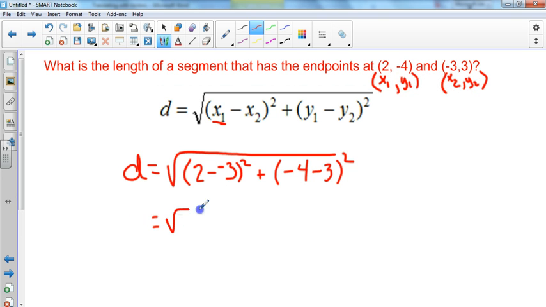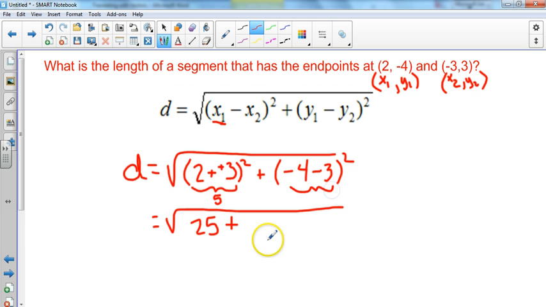So now we have to simplify within our parentheses due to order of operations. 2 minus -3, add the opposite. We actually get 5. And we can square 5, so 5 squared is 25, plus -4 minus 3 is -7. And when you square a -7, -7 times -7, we get a positive 49. Remember, squaring, we always get a positive number out. So now let's clean up our addition here. So we're actually taking the square root of 25 plus 49, which is 74.